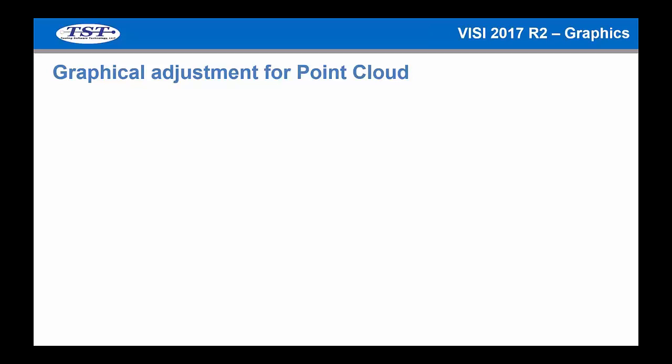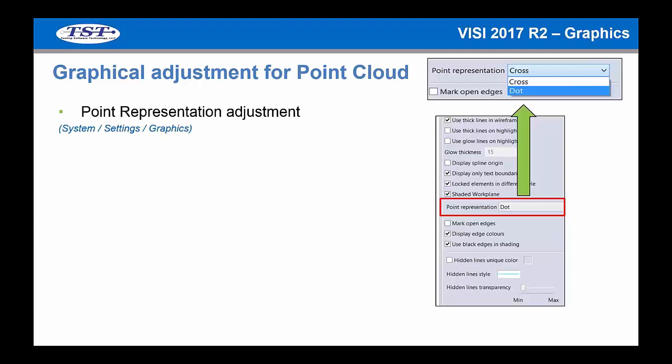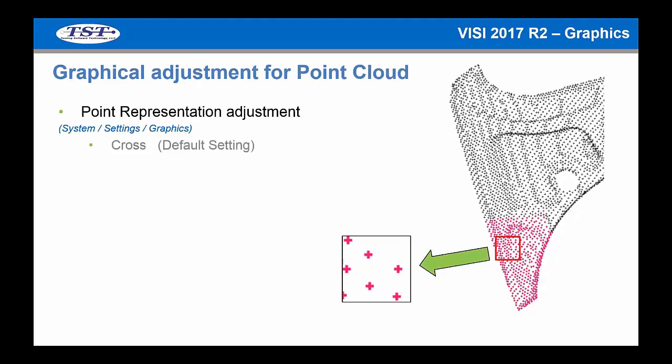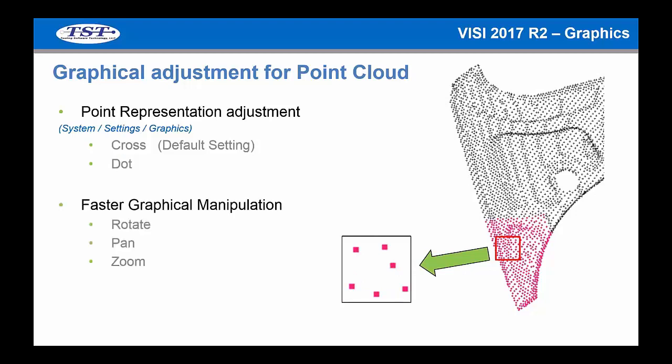Also, for those of you doing some point cloud stuff, there's going to be some enhancements for that as well. So the point representation has an adjustment. In system settings and graphics, we can have a point representation of a cross or dot. It can really affect how these files operate and how clean and smooth they are on pan, rotate, and zoom, based on whether we have them as crosses or dots. So this is the default cross setting, and when we have them on dots, it'll be much better for our graphics. Faster ability to manipulate, rotate, pan, and zoom.